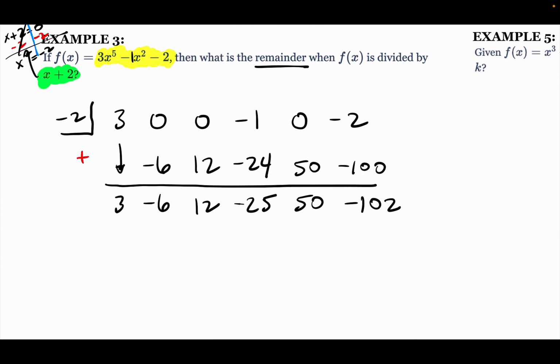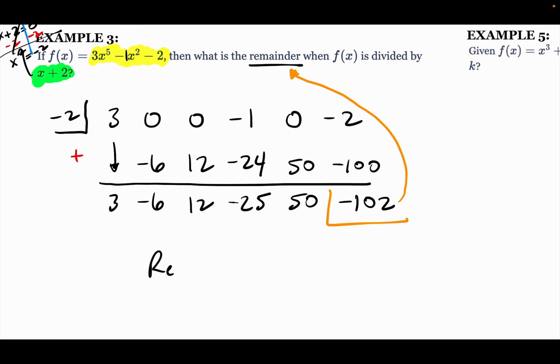All they want is the remainder for this guy. So I don't have to put the x's back. I just have to figure out what the remainder is. Well, in synthetic division, the remainder is always the last guy you added. The last guy you added is always the remainder. So what would I put in Delta Math? The only thing you're going to put in Delta Math is negative 102.